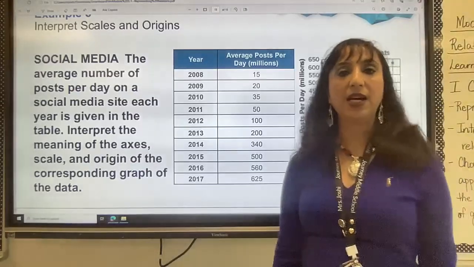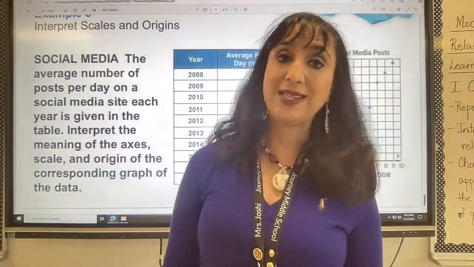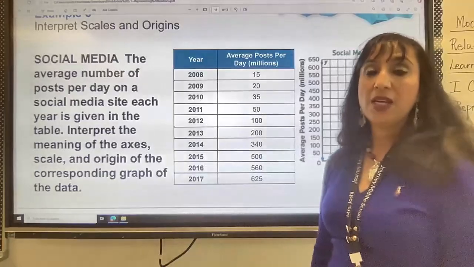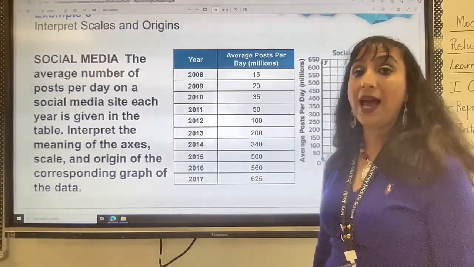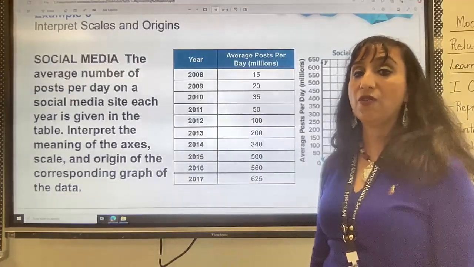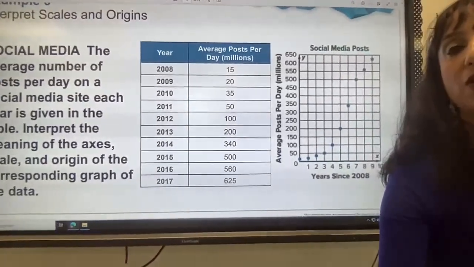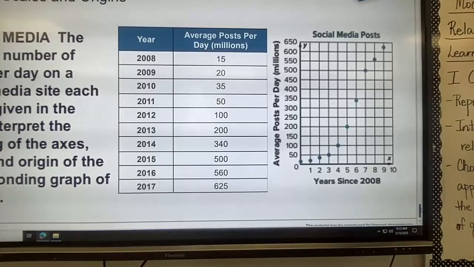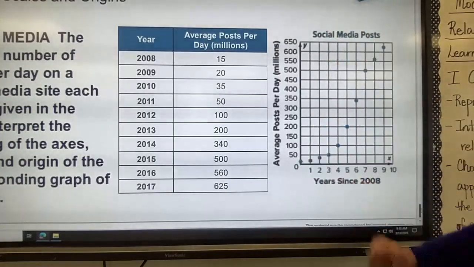In social media, the average number of posts per day on a social media site each year is given in the table. Interpret the meaning of the axis, scale, and origin of the corresponding graph of the data. So let's look at this. Let's look at the table and the graph. Okay, so the x and the y axis.